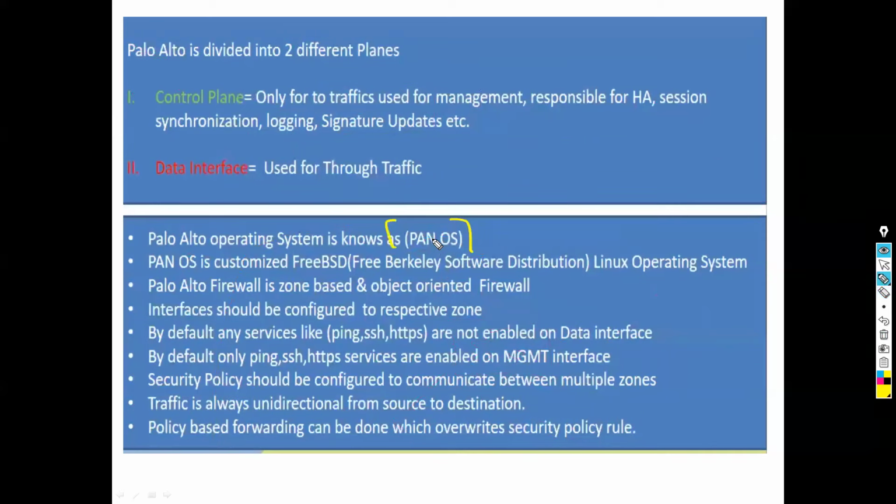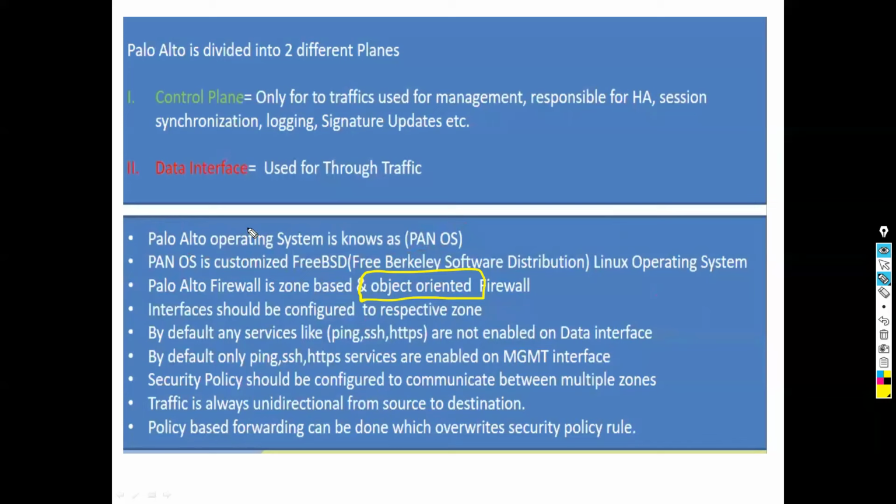Now, the Palo Alto operating system is known as PanOS. Like in Fortinet, we have the FortiOS version. In Checkpoint, we have the Gaia operating system. In Palo Alto, it's PanOS, and it's a Linux-based operating system. Palo Alto is an object-oriented firewall device. Palo Alto, Checkpoint, Fortinet are called object-oriented firewalls. You can create objects here: IP address object, subnet object, range object, services object. So you can create objects, and you can use these objects in your configuration.